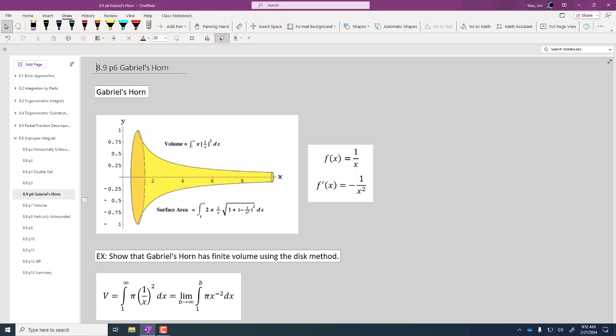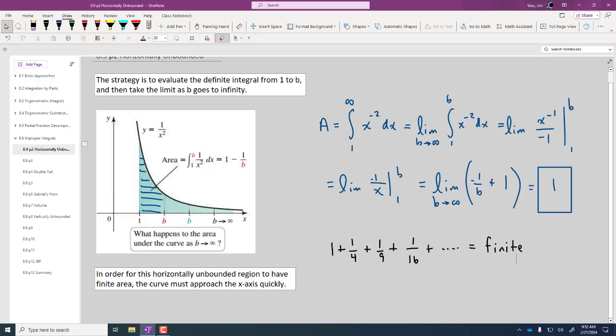Right? So that's Gabriel's paradox, which we'll talk about, and you can think about that. How can we have finite volume, infinite surface area, and justify that paradox? Imagine the cooling potential. Do you think Gabriel's horn will be on the test?